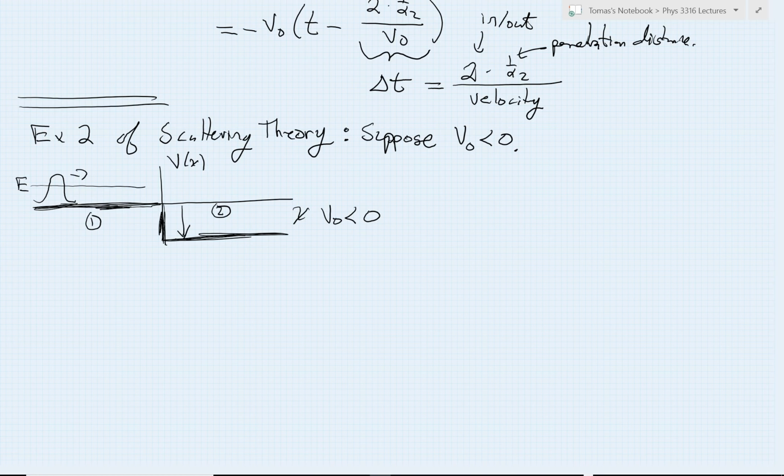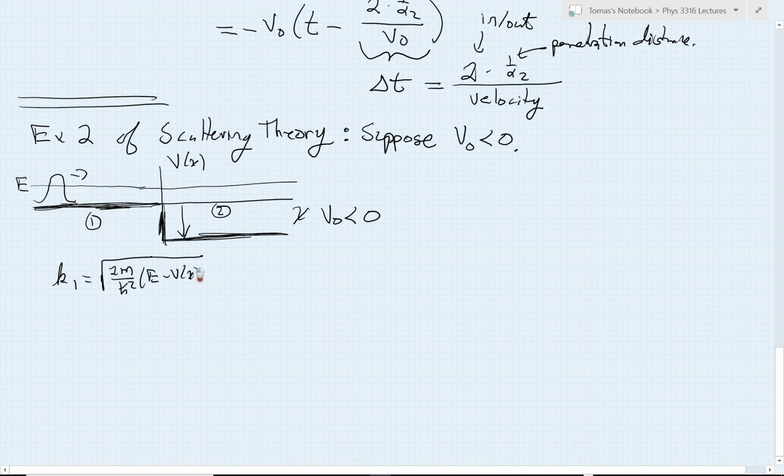Now there is going to be a K1 for this region, because this region is classically allowed, and we will have the same formula that we always have, right? For oscillatory regions, it's 2m over h bar squared times the energy minus the potential V of x. But in this case, the potential is 0. So we have the same exact result that we had previously.